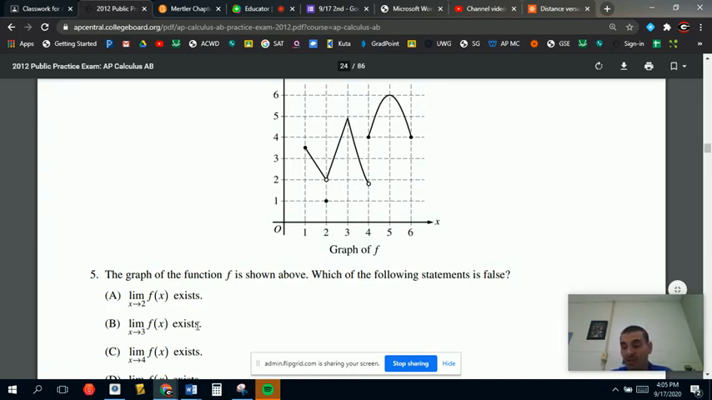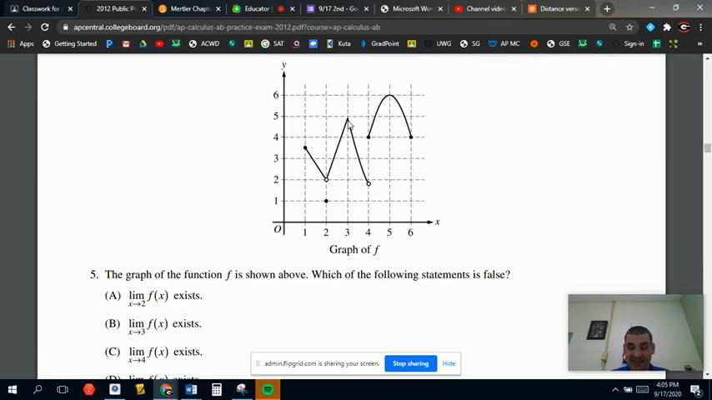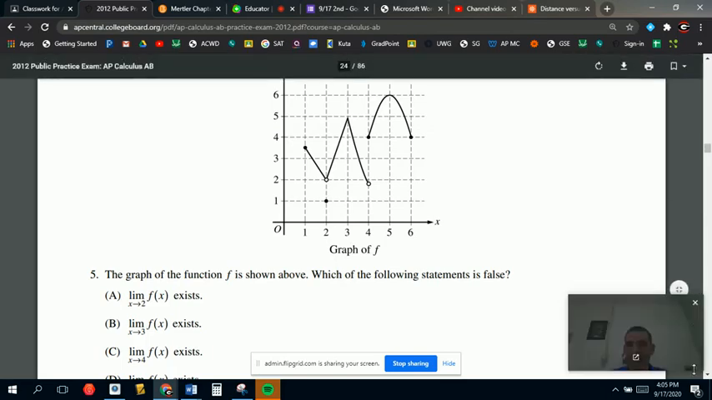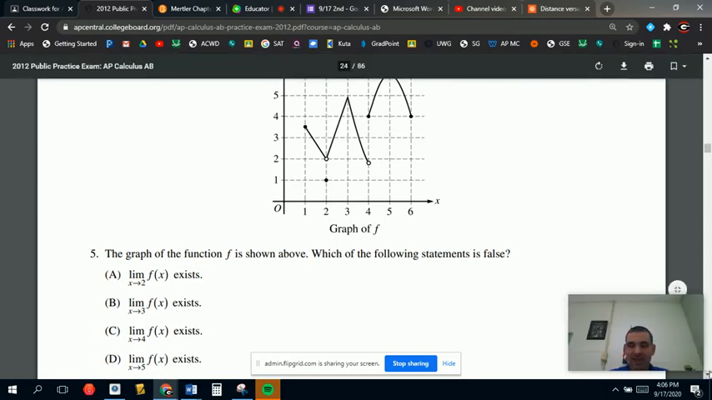B is almost the same scenario. The only difference is you don't have a removable discontinuity. So this, if anything, more obviously exists. The limit as x approaches 3 is going to be 5, both from the left and from the right. Remember, the answer to a limit problem is a y value. You are approaching the f of x value of 5 here on both sides of x equals 3. So that certainly exists. Okay, C is definitely going to be the answer here.